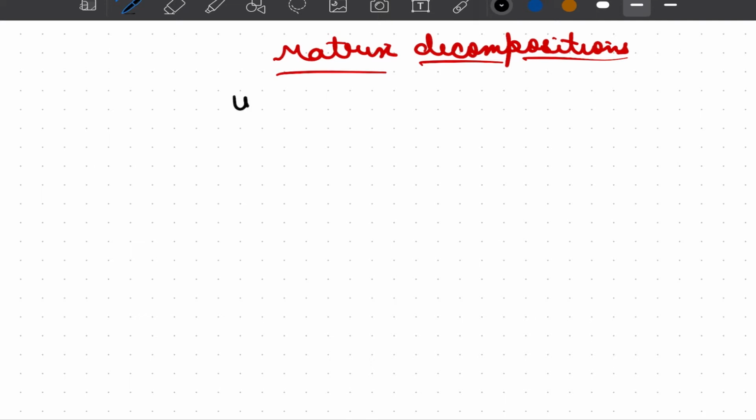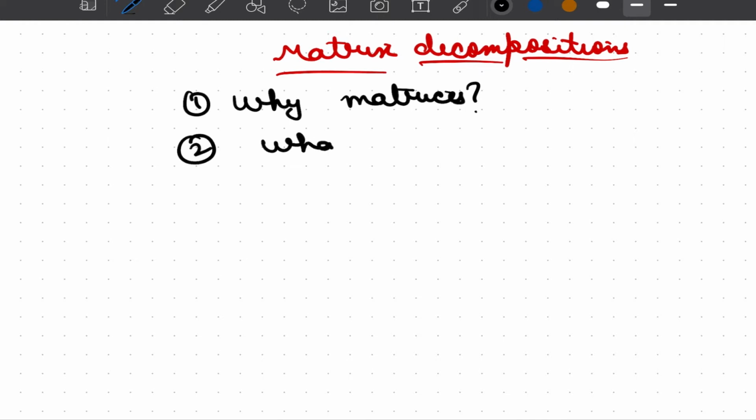Now the question arises, why do we need to learn about matrices in a data science course? And secondly, even if we learn about matrices, what will we learn about them? The third thing is, so what? Even if we learn all these fundamentals about matrices, how are they going to help us in our data science course?